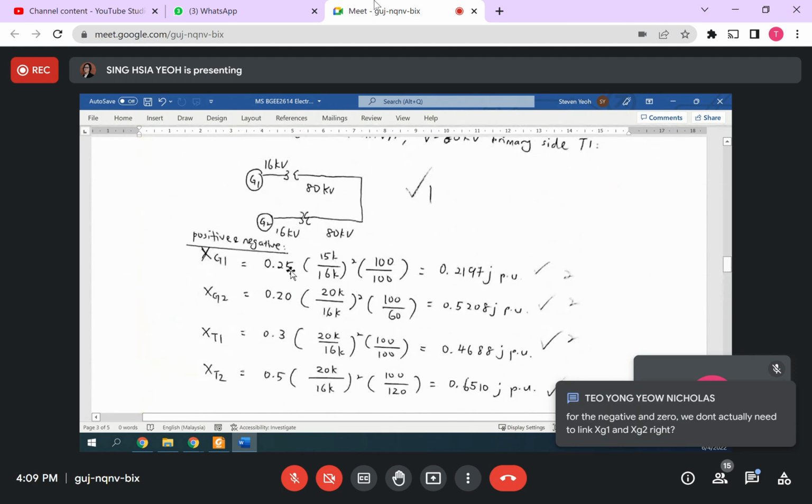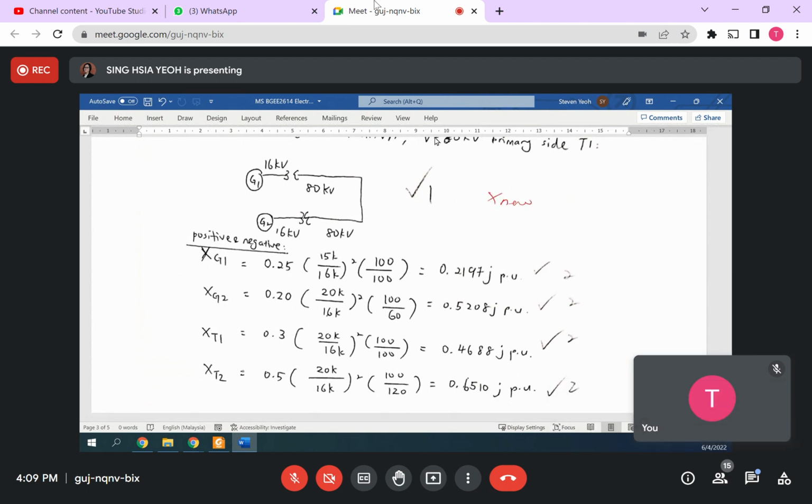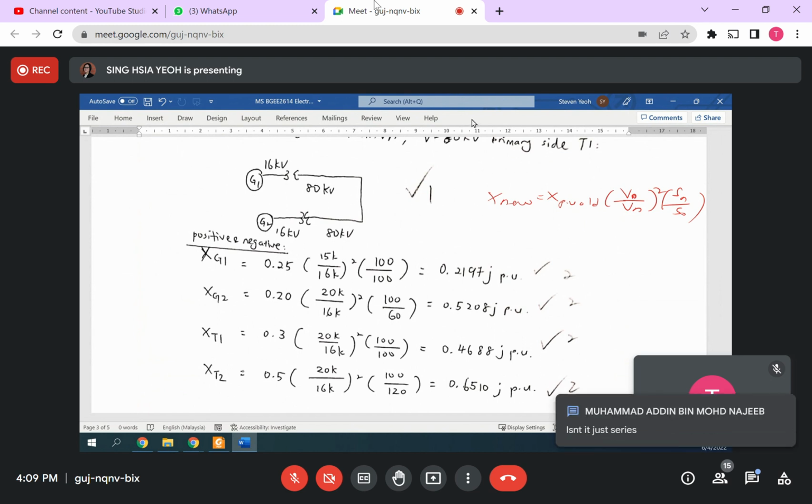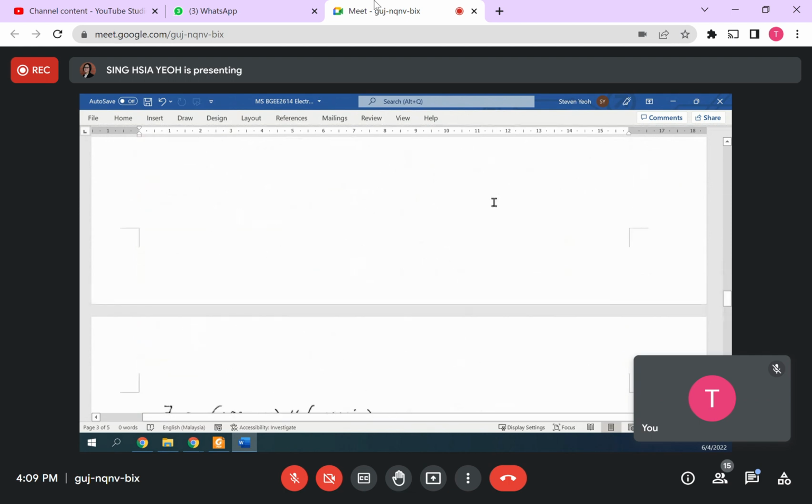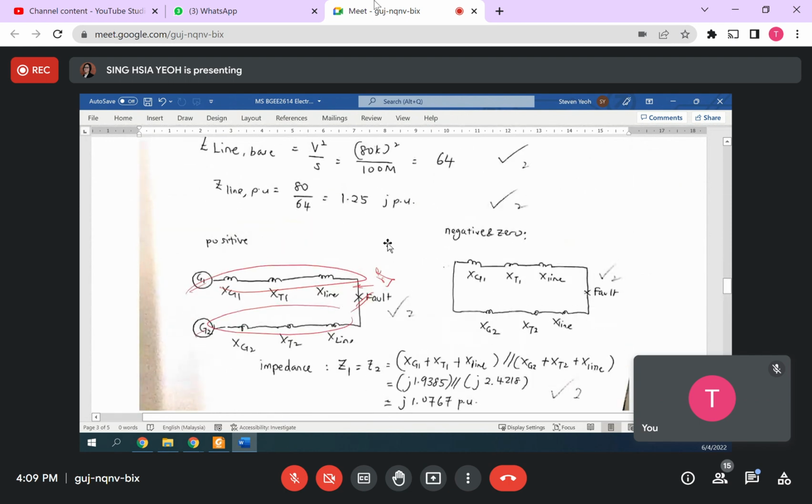Anyone need me to repeat how you get this? You know, right? X new equals X old times V old over V new to the power of 2, and S new over S old. Okay? No need. Just leave it like this. Oh, this one. Yeah, you don't want to link here. Okay, don't want to link also can. Not a big problem.